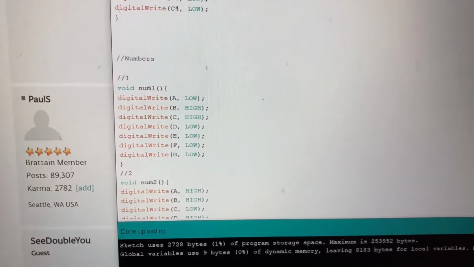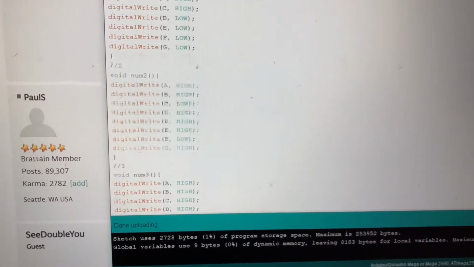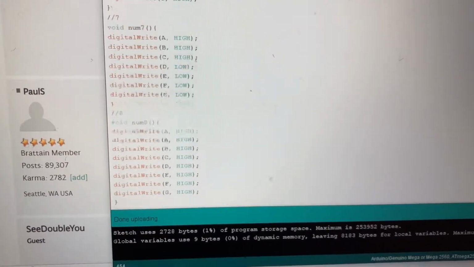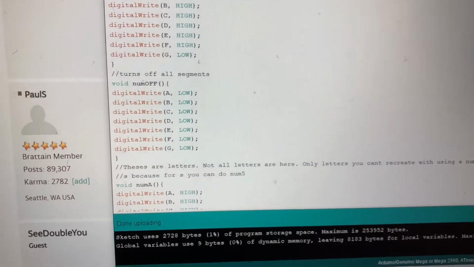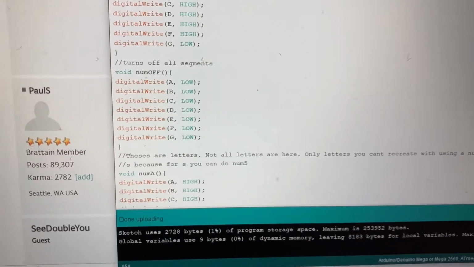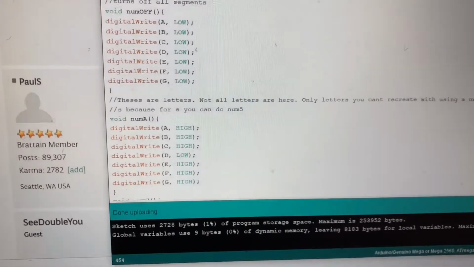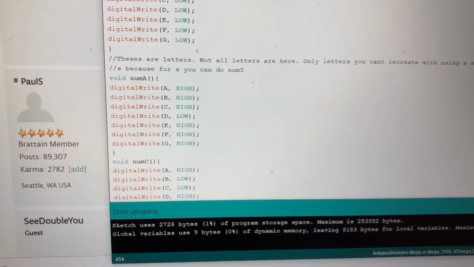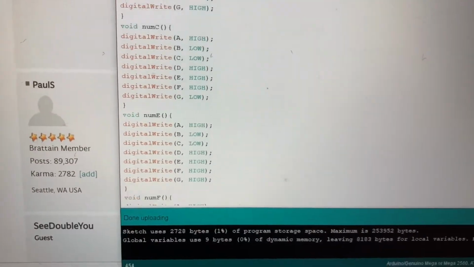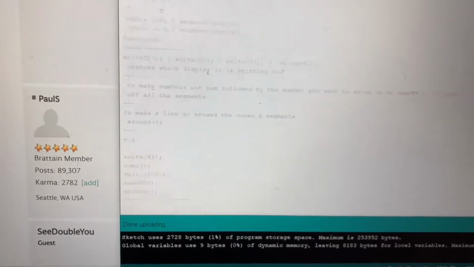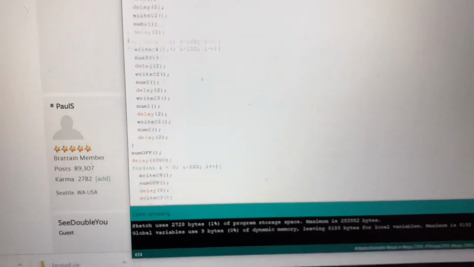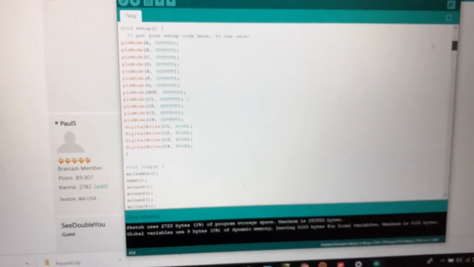And then I have numbers over here, number 1, 2, 3, 4, 5, all the way through 9, and then 0. And then I have this one that turns off all the segments, which is number off. Then I have letters. I have letter A, letter C, E, and a bunch of stuff. And then this library I coded is used for the code up here.